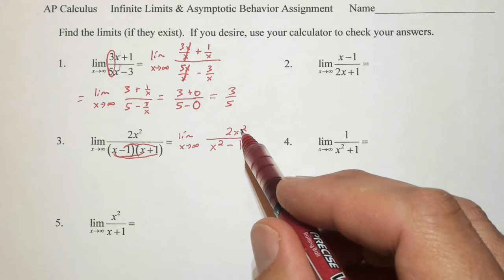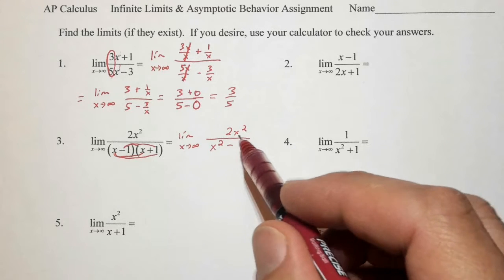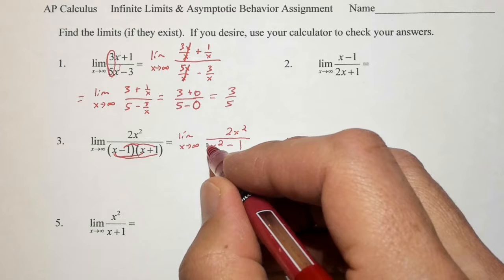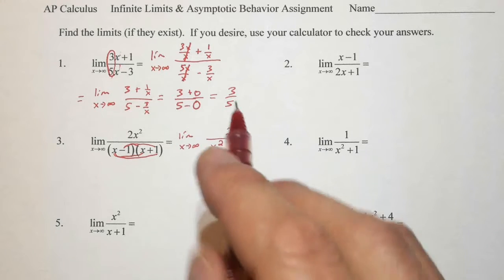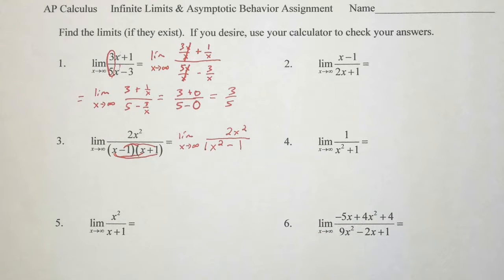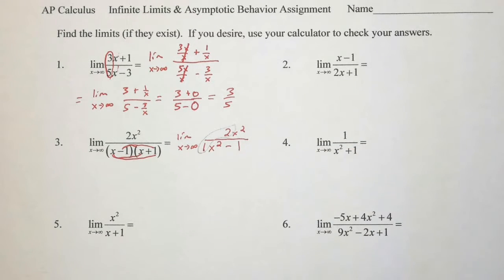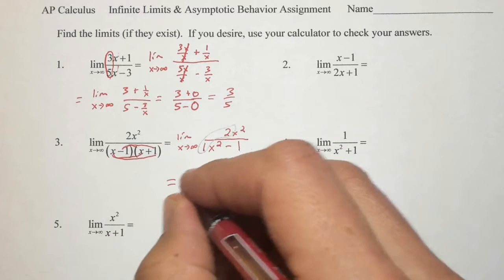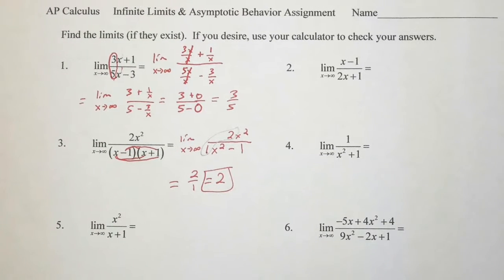Where's the highest exponent? Numerator only, denominator only, or both? We can see that it's both. So we're going to focus on our leading coefficients. The 2 here, and the unwritten 1 right there. Those leading coefficients are going to lead us to our answer. We have a 2 in the numerator, we have a 1 in the denominator, so our answer is going to be 2 over 1, or 2.